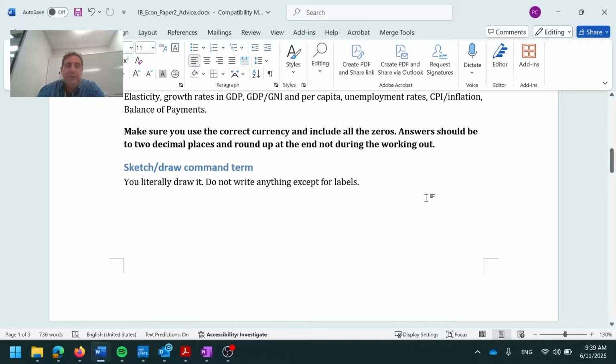If you get the sketch and draw command term, don't forget you don't have to write anything except the labels, you just literally draw it, okay? So do not explain anything, just sketch the diagram and label the diagram. That is sufficient. That's all the command term requires you to do. You may get that, you may not.